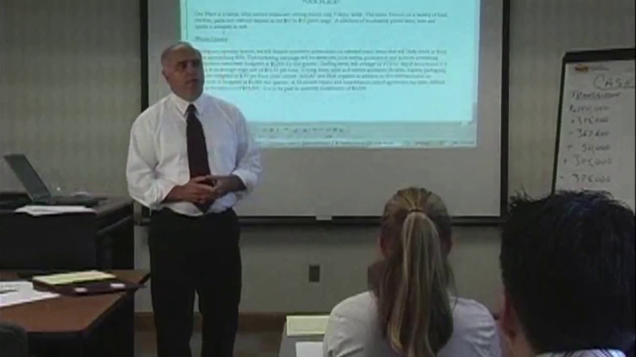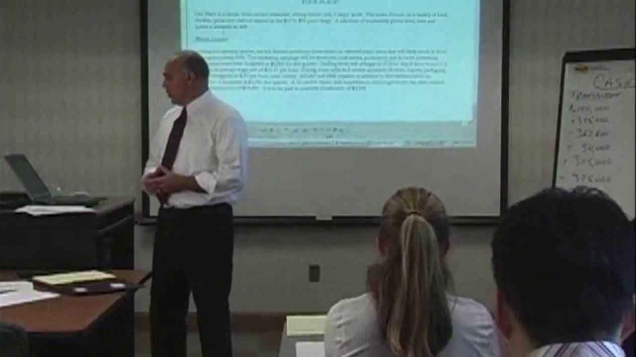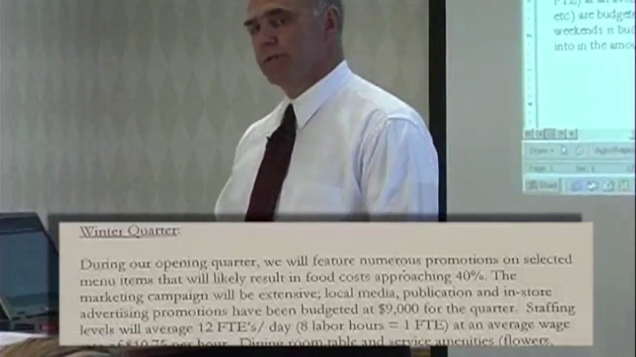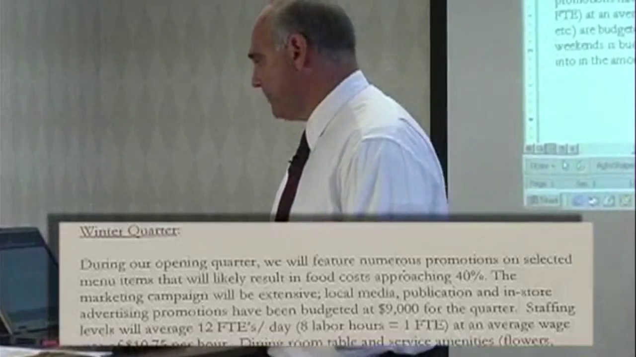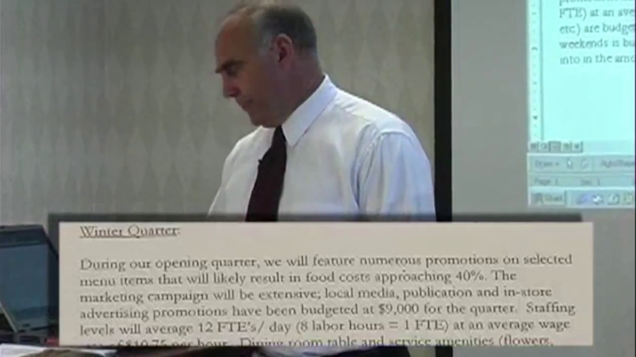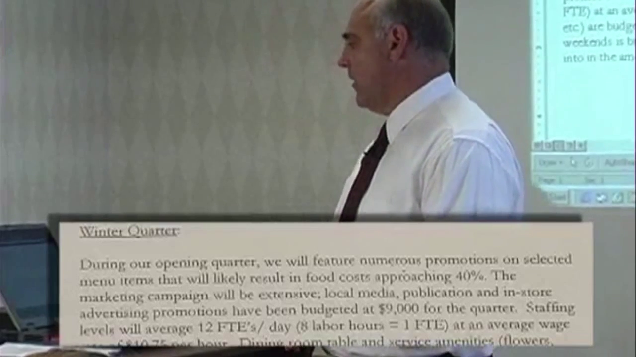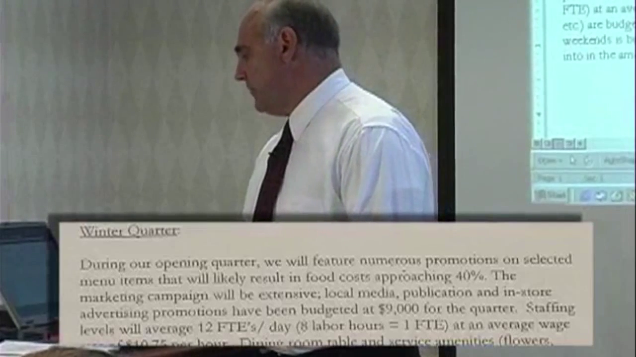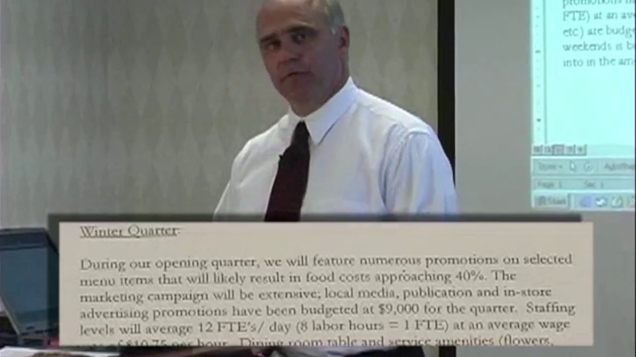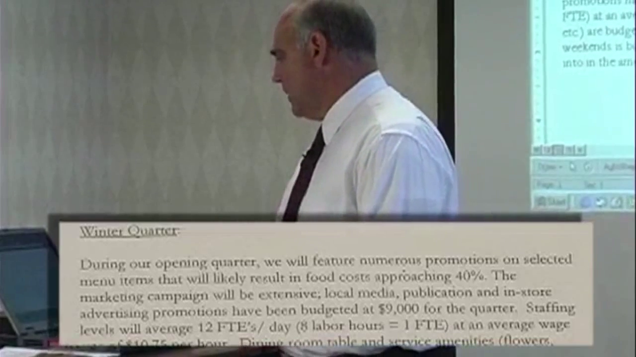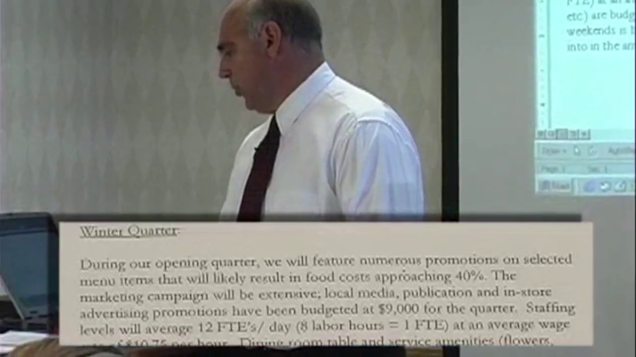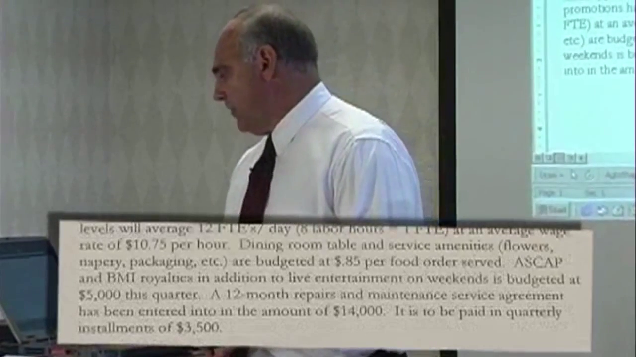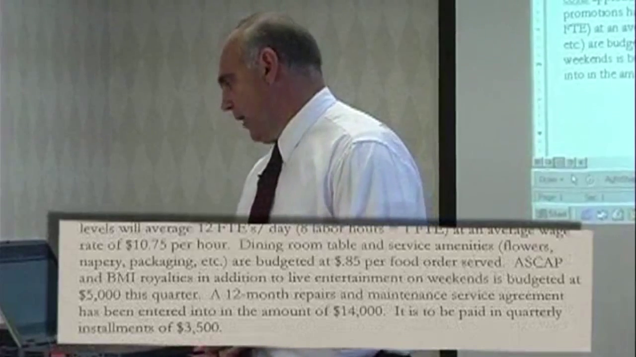All right, the marketing plan for the opening quarter reads as follows. During our opening quarter, we will feature numerous promotions on selected menu items that will likely result in food costs approaching 40%. The marketing campaign will be extensive. Local media, publication, and in-store advertising promotions have been budgeted at $9,000 for the quarter. Staffing levels will average 12 FTEs, full-time equivalents, per day, and the definition of an FTE is 8 labor hours per full-time equivalent, at an average wage rate of $10.75 per hour.